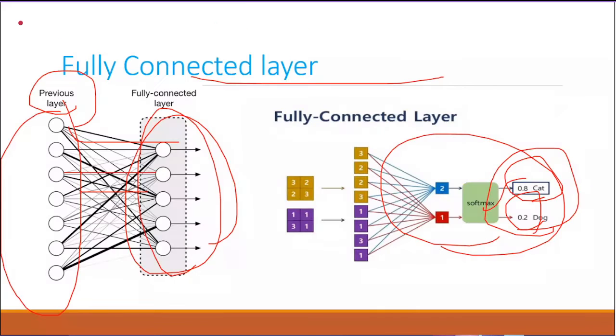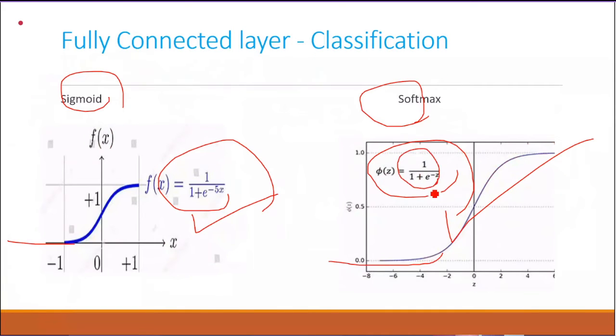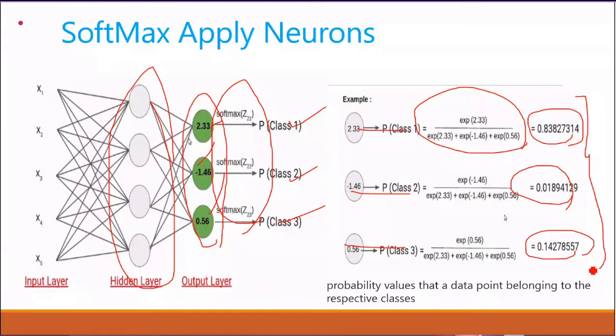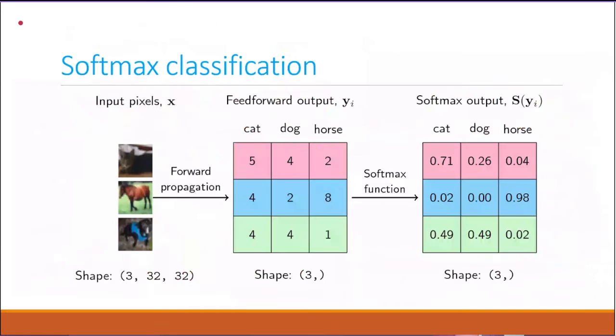What is the softmax equation? It is 1 by 1 plus e to the power of minus z. So I have to apply this equation. Given my input, the output will have probability ranges, and the class which has the highest probability is the one my input belongs to. So that is softmax classification.